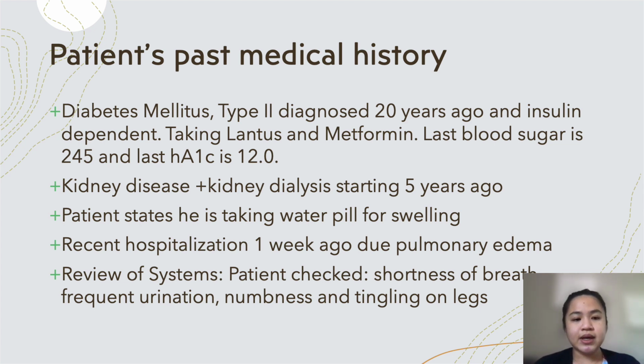The patient is diabetic. They have diabetes mellitus type 2. They were diagnosed 20 years ago and are insulin dependent. The patient is taking Lantus and metformin. Their last blood sugar is 245 and last hemoglobin A1C, based on their last lab, is 12. The patient also has kidney disease and is currently on kidney dialysis, which started 5 years ago.